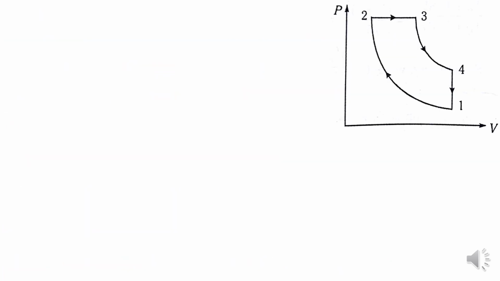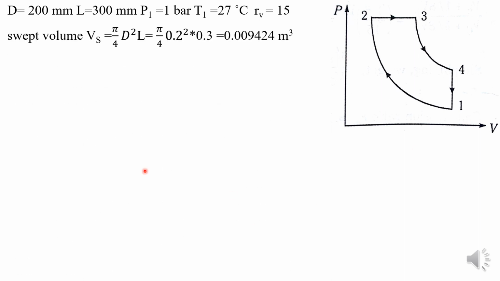PV diagram of the diesel cycle: 1 to 2 compression, 2 to 3 heat addition at constant pressure, 3 to 4 expansion, 4 to 1 heat rejection. Note down the given data: diameter, length, P1, T1 and the compression ratio. Swept volume, as already told, is pi by 4 D squared into L. Substitute D and L in meters. Here they are given in mm, so just convert to meters and get the value of Vs.